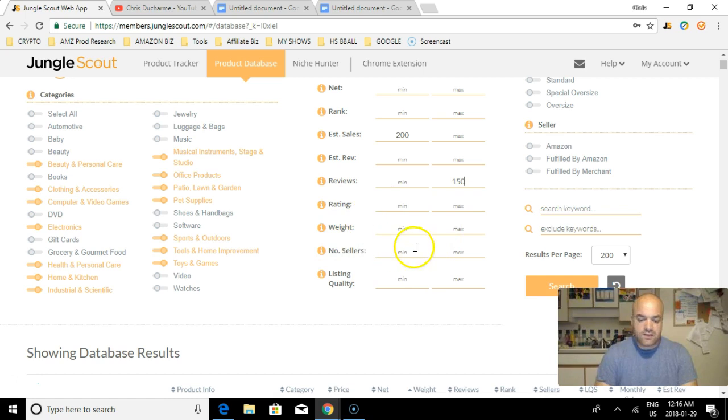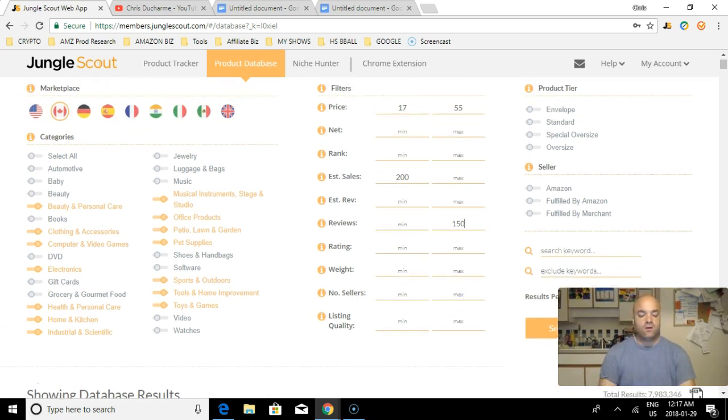Now, weight, some people put in a max weight. I'm not going to. I'm going to show you a different way I like to filter it. And then sellers and listing quality are not something we need to do right now, but I'll discuss these features a little bit later on. Sellers is, you can have multiple sellers on a listing. We don't really want to worry about that. And listing quality is the overall look of the listing itself.